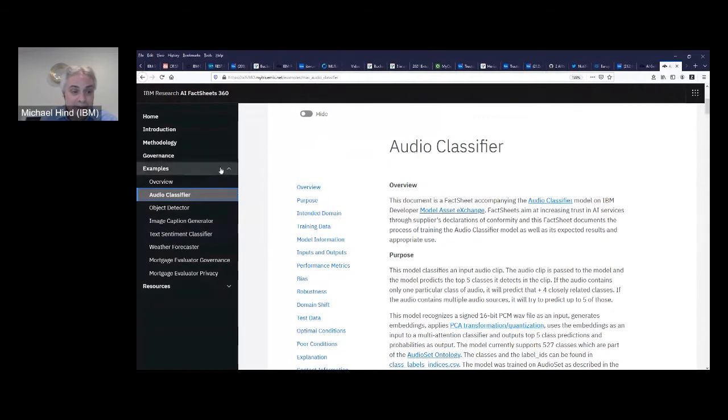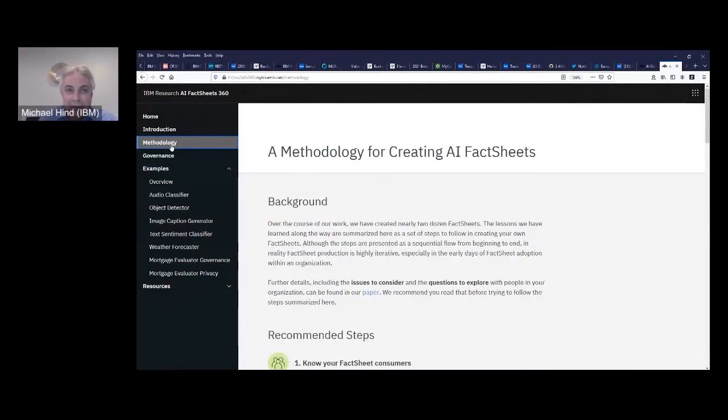But before I go into other examples, I just wanted to touch on a few topics. So the first is, am I saying a fact sheet is a bunch of questions and then you answer that and you're done? Or is it something else?